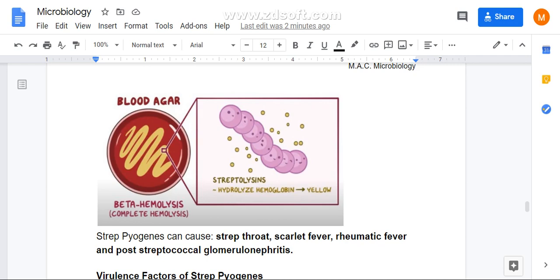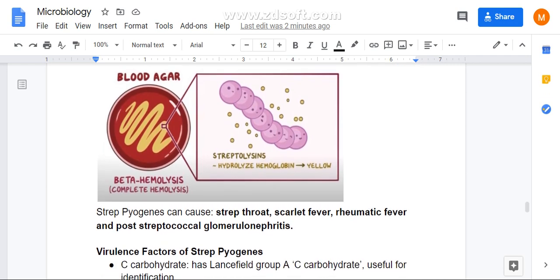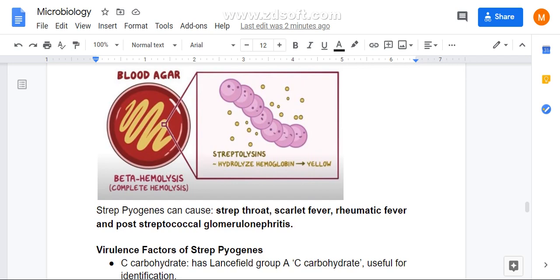Strep pyogenes can cause, I said 4 diseases, but that's not true. It can cause 6 diseases in total. I didn't list the other ones, but you need to remember strep throat, scarlet fever, rheumatic fever, and post-streptococcal glomerulonephritis.